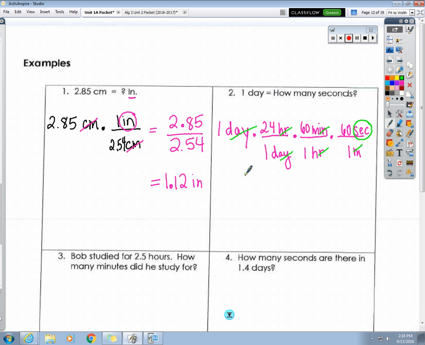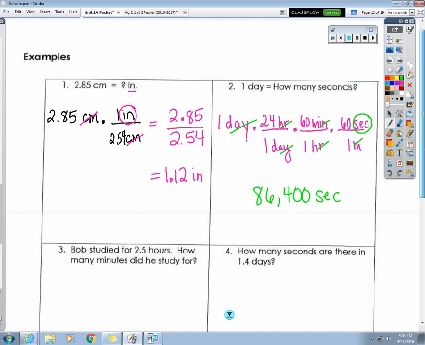But when you multiply all your numerators, what do you get? It's very close. You're just off. 86,400 seconds. So if you got 8,640, you must have maybe left off a 0 on one of the 60s or something like that. Oh, yeah. Okay, number 3.